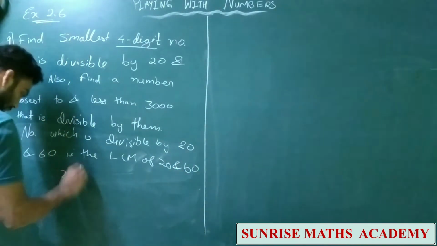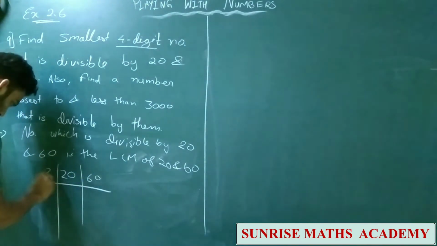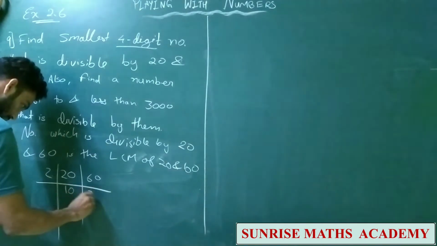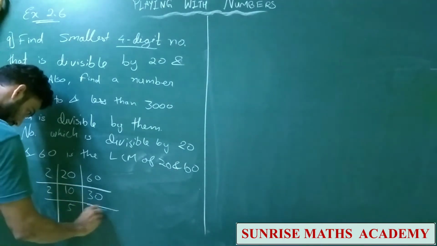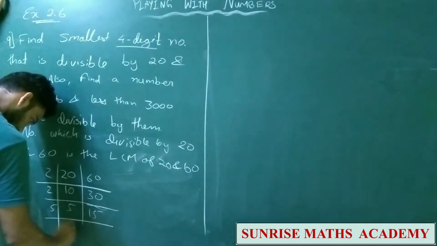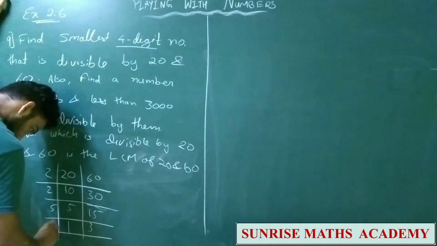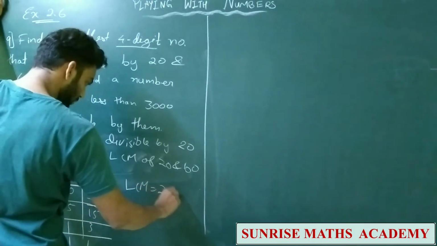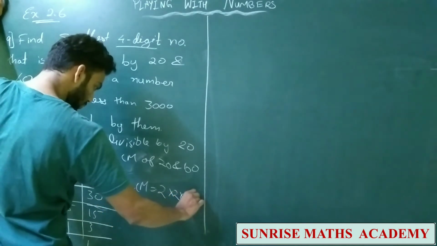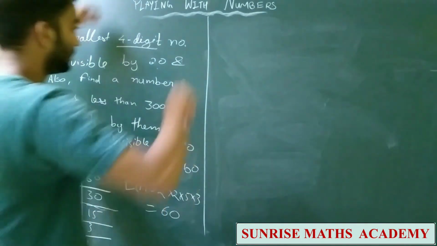So LCM of 20 and 60, 2 into 10 and 2 into 30. Then this again can be divided by 2. 2 5s are 10, 2 15s are 30. This is divisible by 5. 5 1s are 5 and 5 3s are 15. Then 3 1s are 3. So LCM is 2 into 2 into 5 into 3. That is 60. LCM is 60.